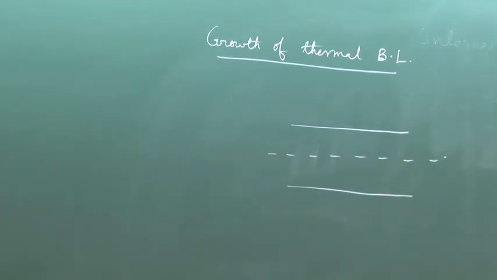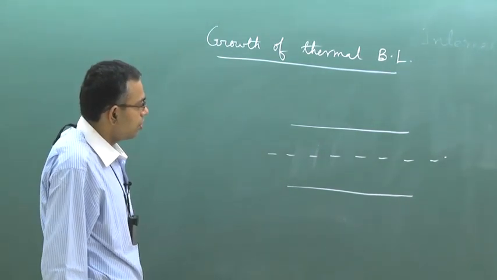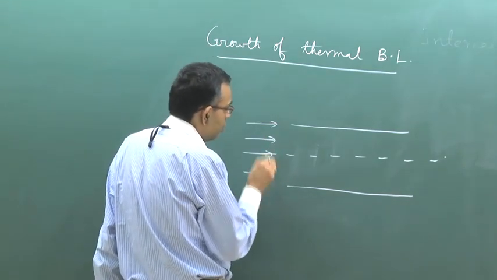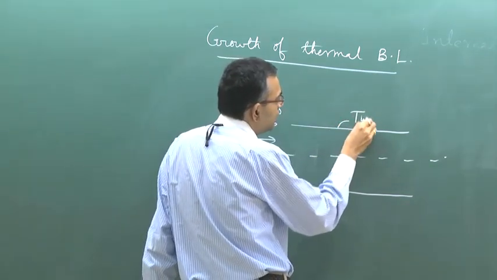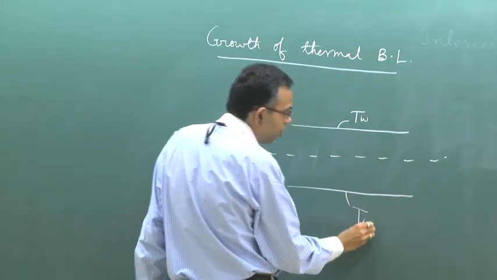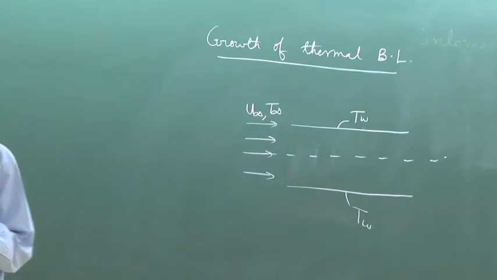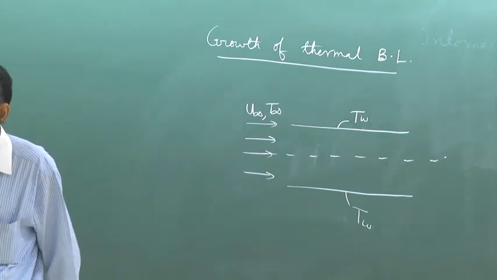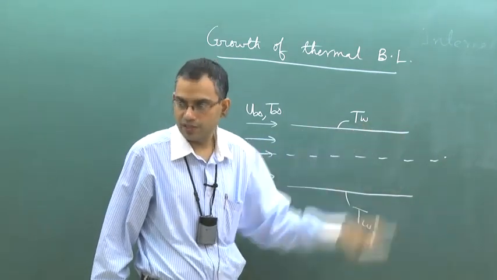Growth of thermal boundary layer. So let us say that this fluid which was coming with a velocity u infinity was also coming with a temperature of T infinity, and the wall temperature is T wall. You may argue that the two walls may not be at the same temperature. At the undergraduate level, we will not be entering into that complication. We will assume that it is symmetric with respect to the thermal problem also. That means the two walls are at the same temperature, but the temperature need not be constant, it may be a function of x.